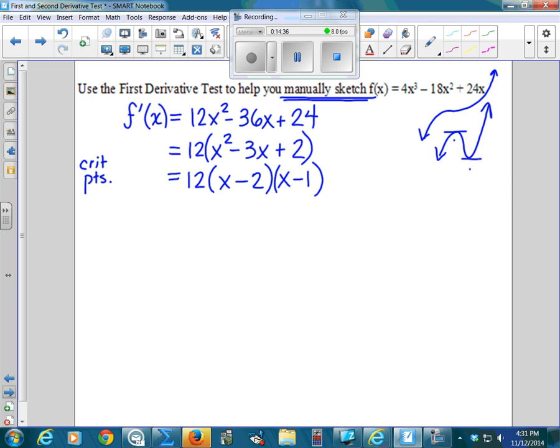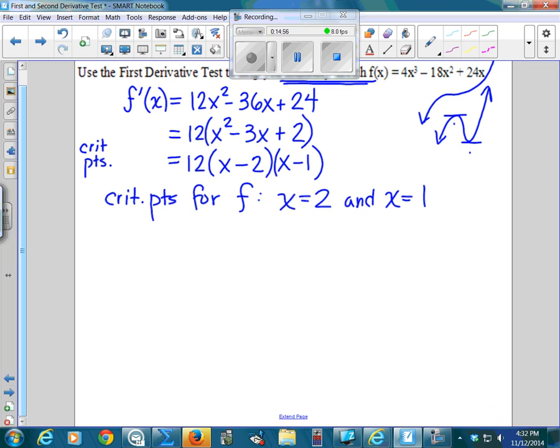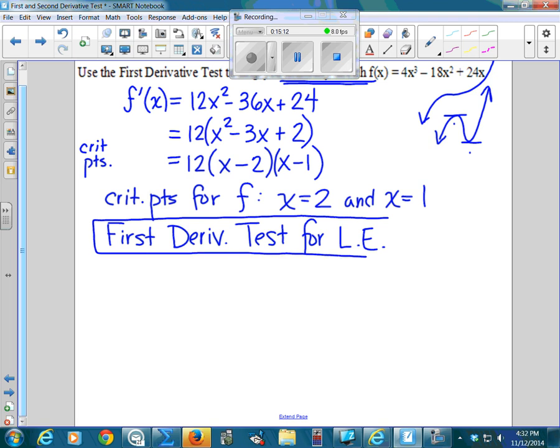We find the critical points for f to be x equals 2 and x equals 1. Those are our critical points. And so now we need to test them. We know maybe something's happening. We figure it probably is by the looks of it. We know it's a cubic, but we need to show a test, and we label it. Every time you use this test, you must label it. First derivative test for local extrema.